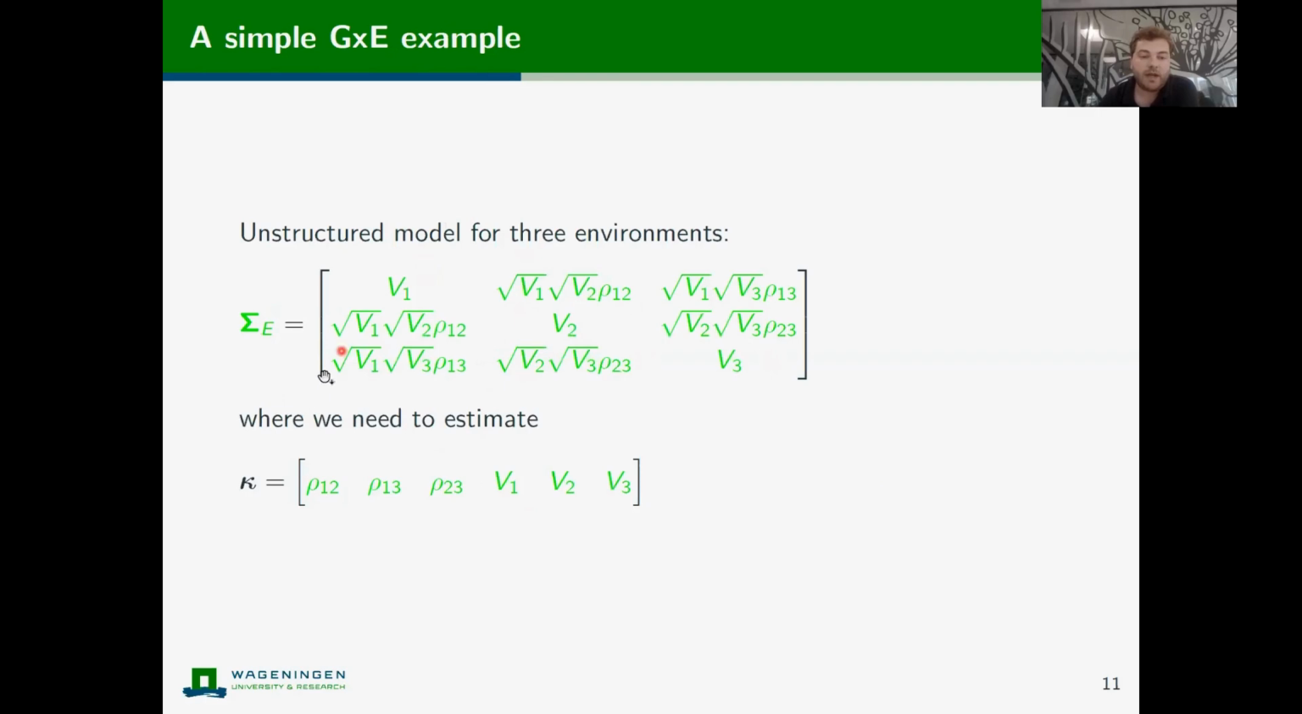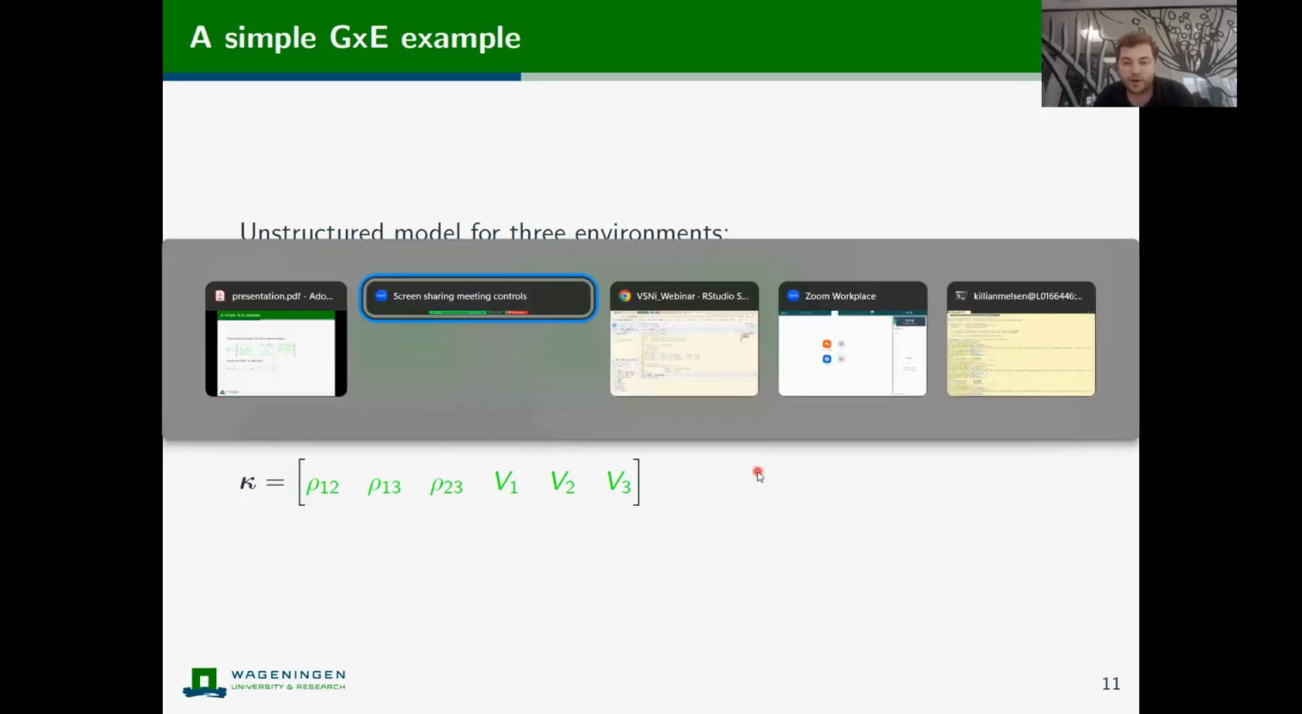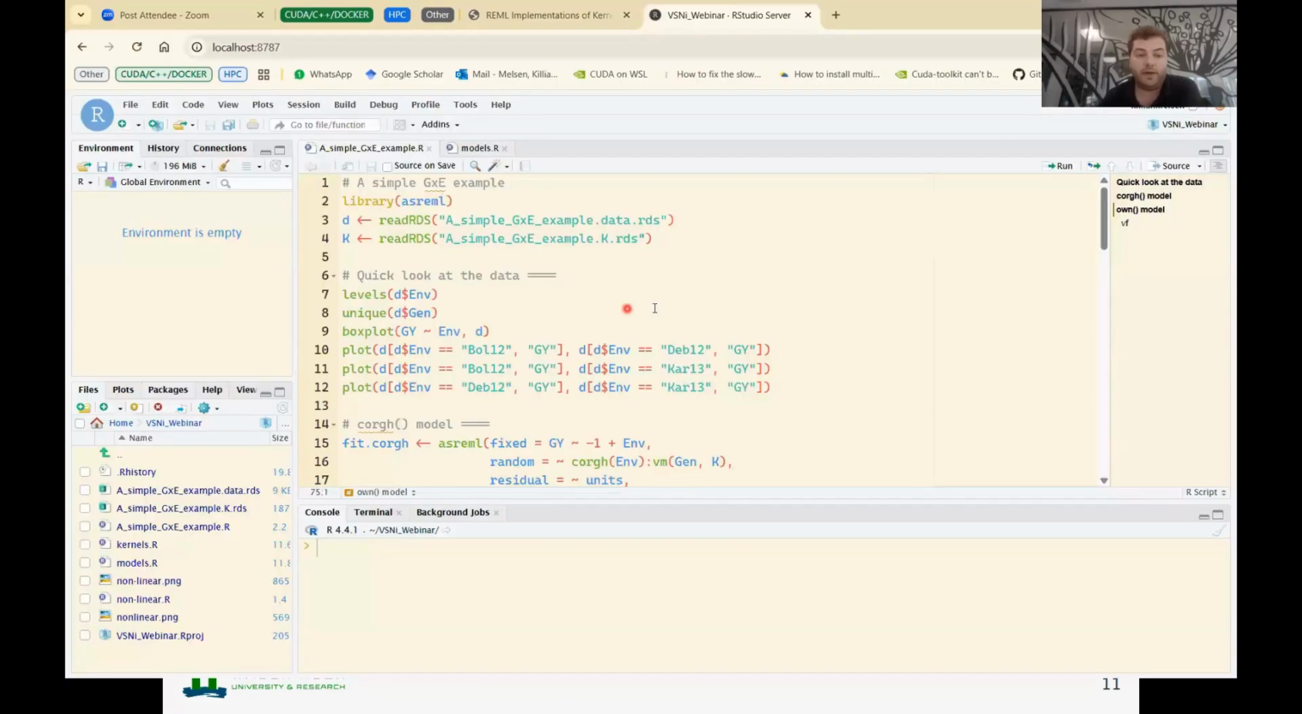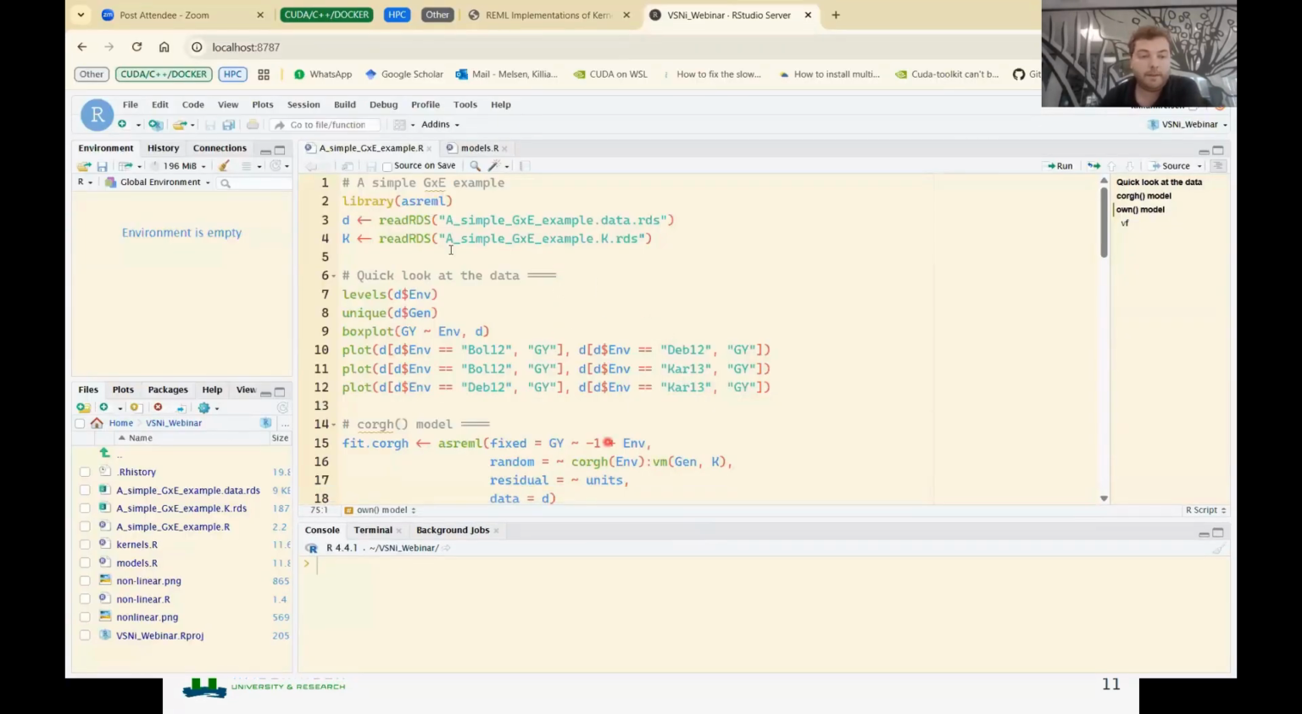So just to recap, an unstructured model, I think most people are familiar with it, but it's essentially a completely free model. So you've got variances on the diagonal, a variance for each environment, and then you've got the correlations between each pair of environments. So if you think back about the slide on the own function, our vector kappa is going to look something like this. We've got the correlations first, and then the variances. So I'll just switch to my RStudio now and show you how you would actually use that in R.